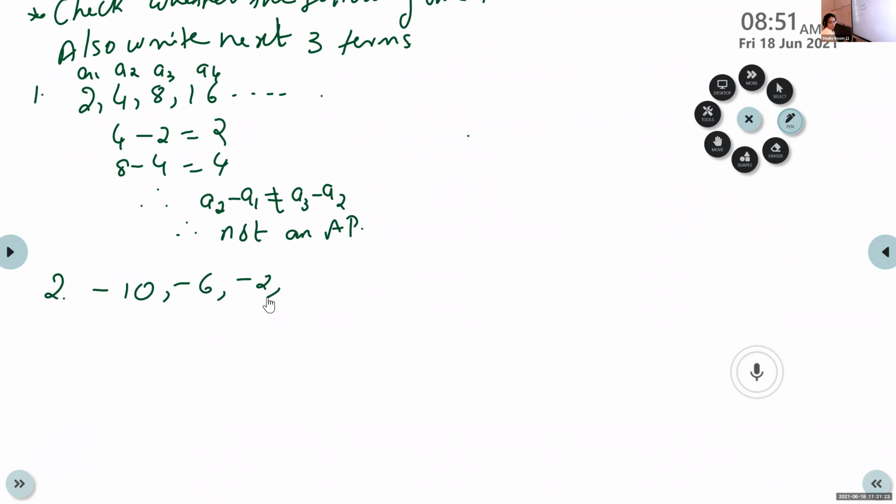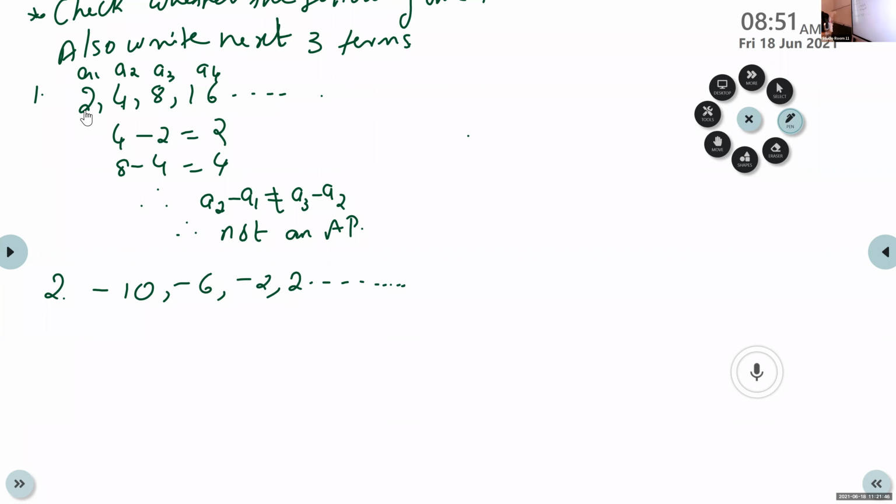Ma'am, how do you get the 2 and 4? Can you explain, ma'am? Subtract 4 minus 2, 2. 8 minus 4, 4. Subtract from the previous one to get D. Take the difference between them.